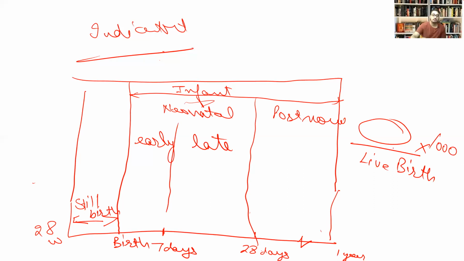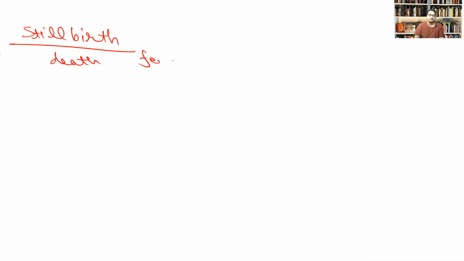Again, we can go a little more technical about this, having understood the time period that we are referring to. So stillbirth would be death of any fetus after 28 weeks. So how to know whether it is 28 weeks? Because sometimes we don't have the measuring, we don't have an idea how long the period of gestation is, and sometimes history taking is not there. So we can use three things.